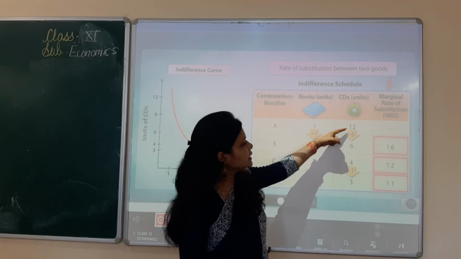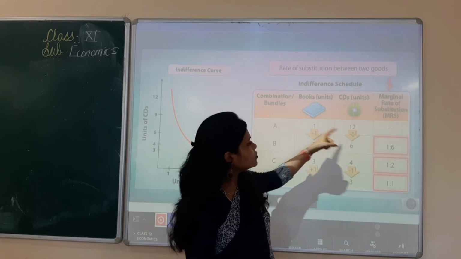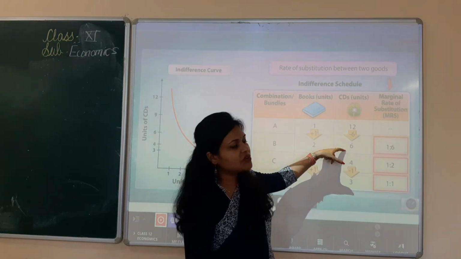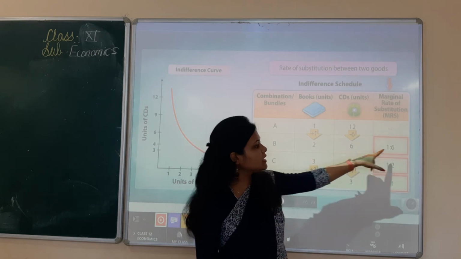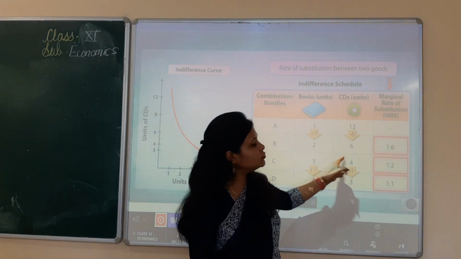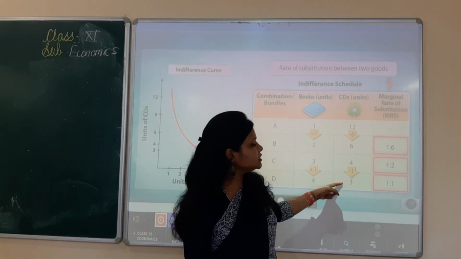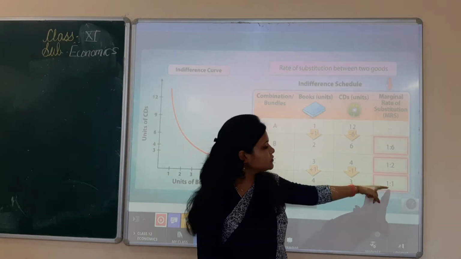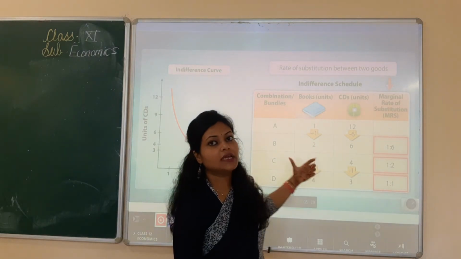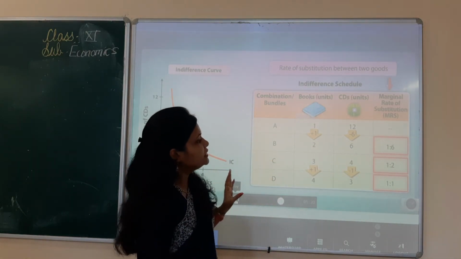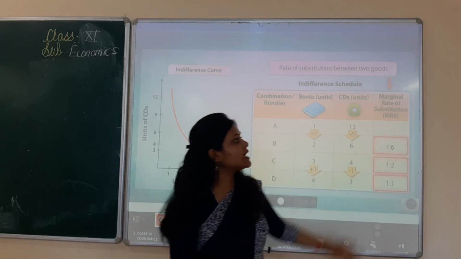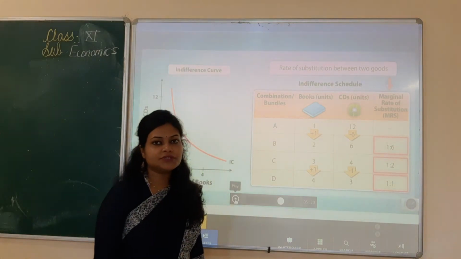Now in the first combination it is showing 12 and in the second combination it is showing 6. If we subtract, we find a difference of 6. That is why 6 is mentioned here. Now 6 is changing to 4, so there is a difference of 2. That is why it is 2. Now 4 is changing to 3, so the difference is 1. So the ratio between both units, how the different combinations are changing and in which ratio, is expressed as the marginal rate of substitution.